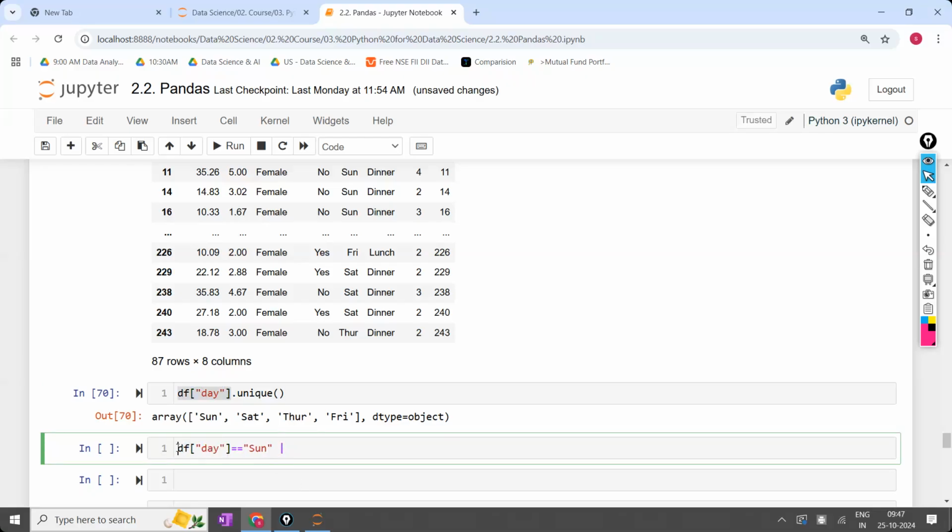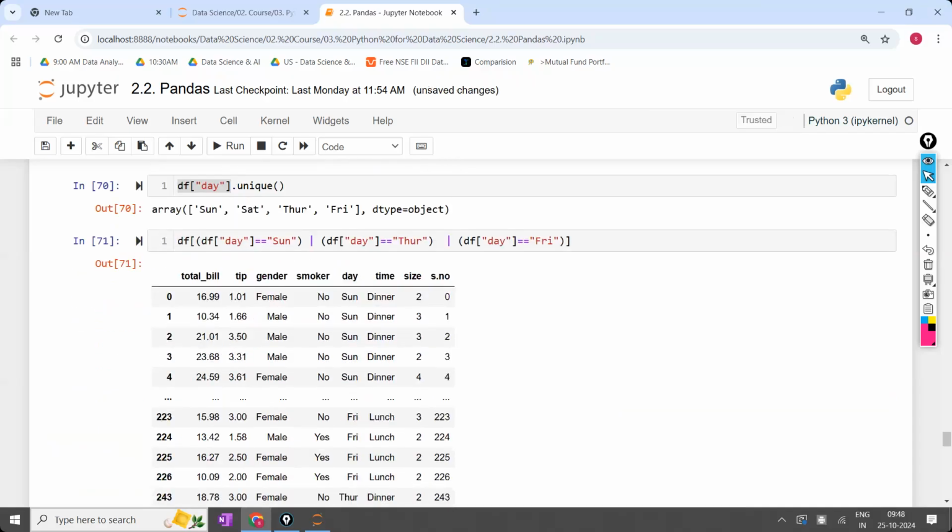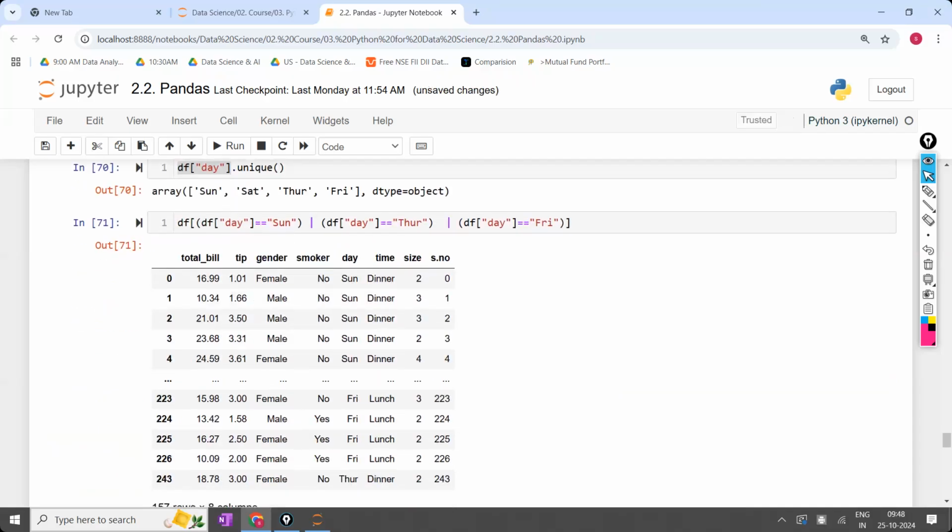Since we are using the multiple conditions, we have to write in the brackets like this, parenthesis. So this is Sunday. df of day is equal to Sunday. Second one is df of day is equal to Thursday, or df of day is equal to Friday. Okay, total 3 conditions. Now the records I'm going to get which satisfies any one of them, miss, any one. So which of the records satisfies with respect to Sunday, Thursday, or Friday.